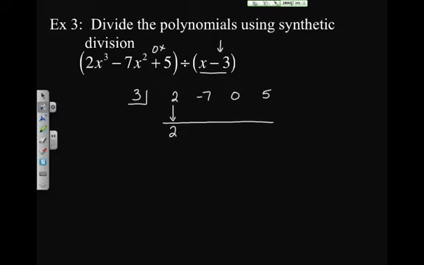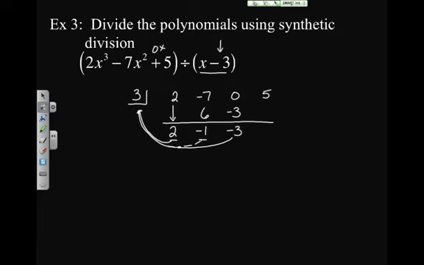Then we take this answer, the 2, and we multiply it by the thing in the box, which is 3. So 2 times 3 is 6, and that 6 goes here, underneath the negative 7. Then we add these two things together, negative 7 plus 6, and we get negative 1. Then we take that answer and multiply it by the 3, and negative 1 times 3 is negative 3, so that goes underneath the next digit, which is a 0. We add those two, and 0 and negative 3 gives you negative 3.